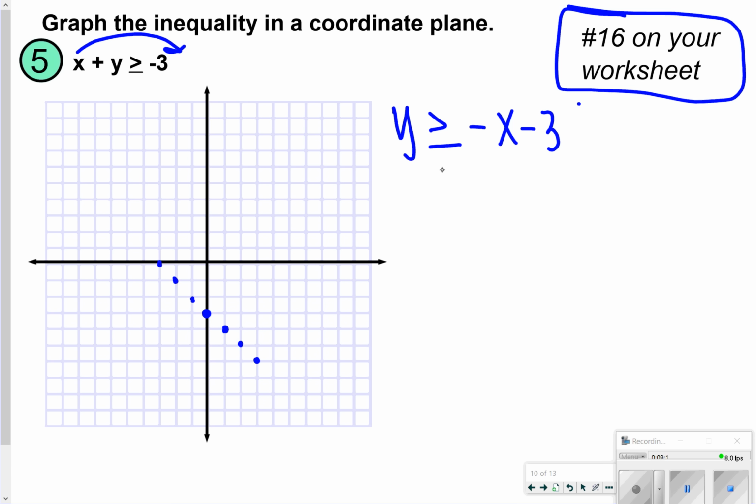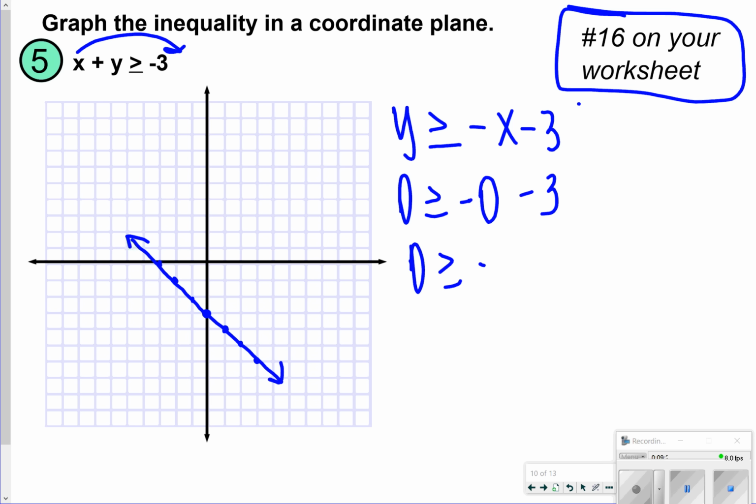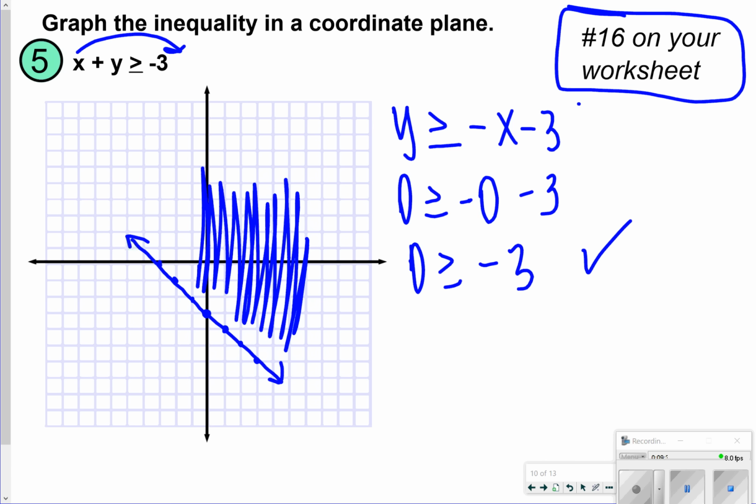Okay, this one will be a solid line because it's greater than or equal to. And then I'm going to test a point. Again, I'm going to test 0, 0. 0 can't be negative, but I'll still put a negative there, whatever. Okay, so 0 is greater than or equal to negative 3. That is true. So the half plane that contains 0, 0, I would shade.